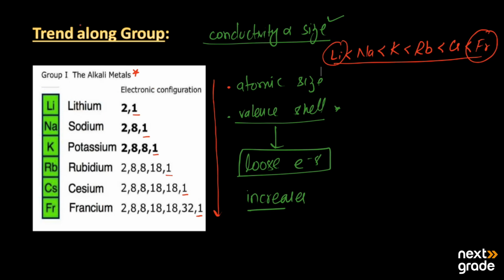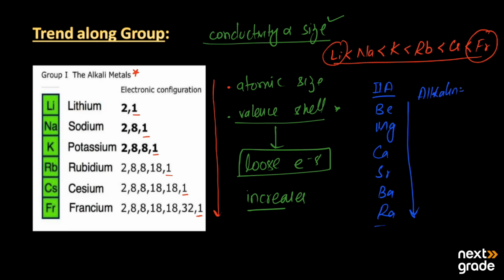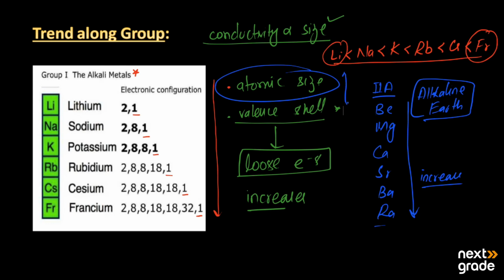Now we also have the group 2 elements. These elements are known as alkaline earth metals, and here we have beryllium, magnesium, calcium, strontium, barium, and radium. All these are known as alkaline earth metals, and they can also conduct electricity. Their conductivity increases as we move down the group, and the reason is the same: their atomic size increases.